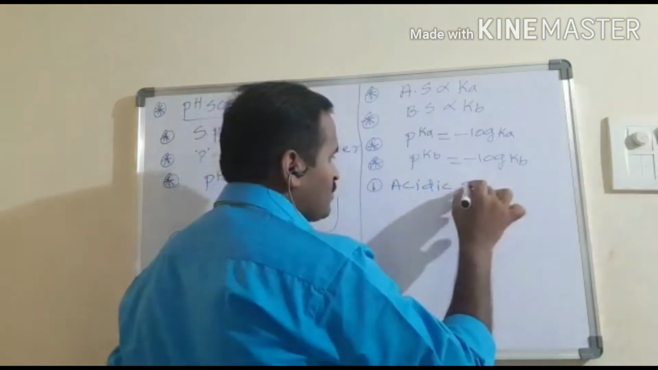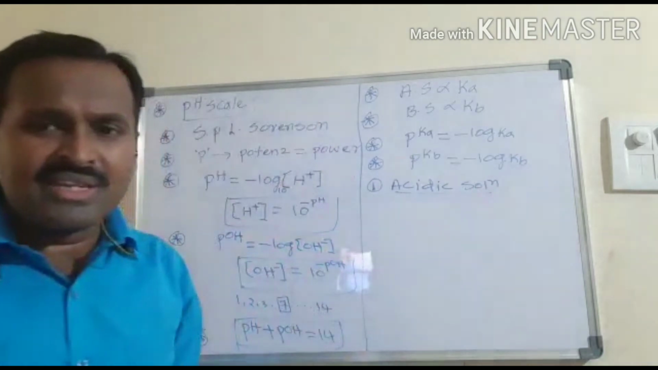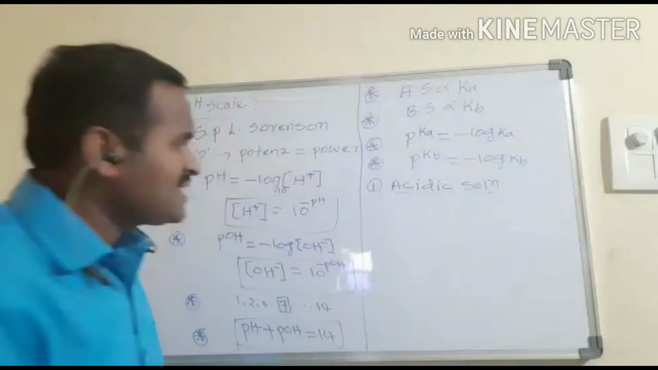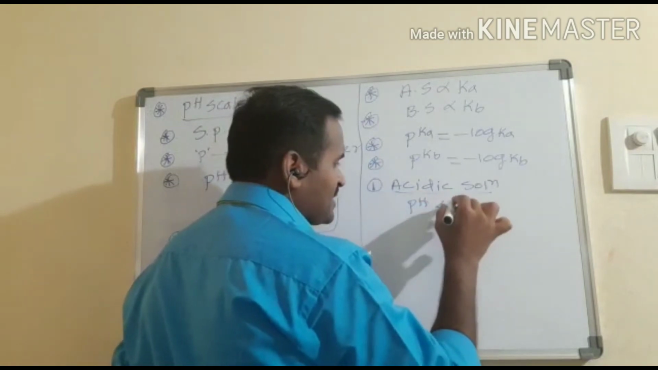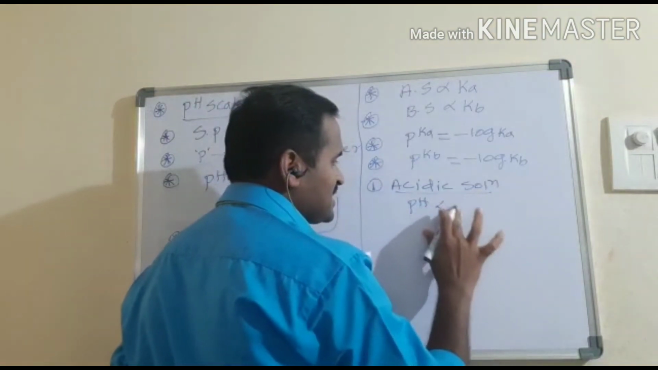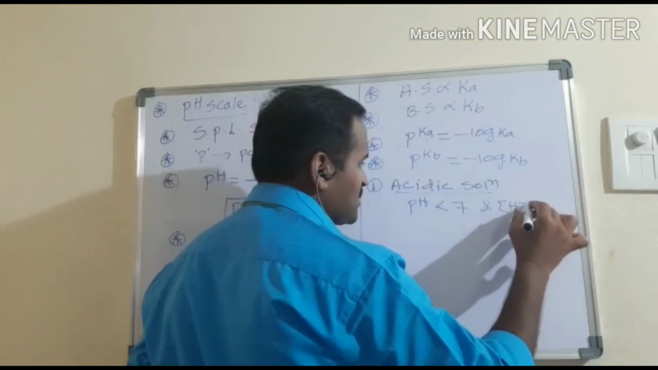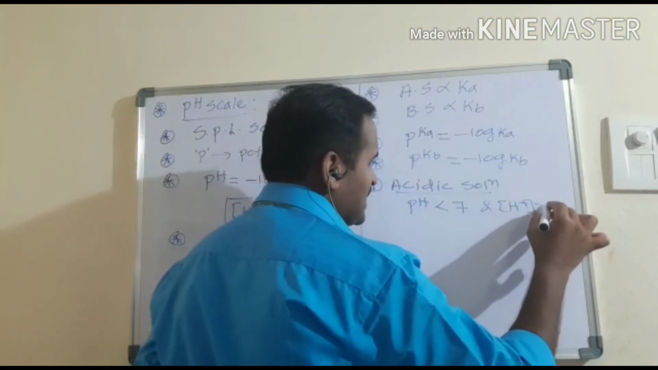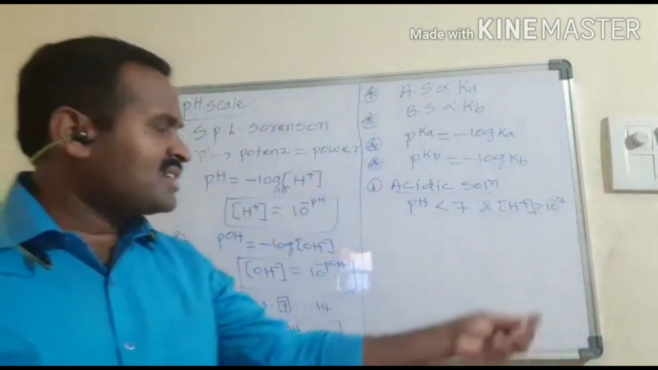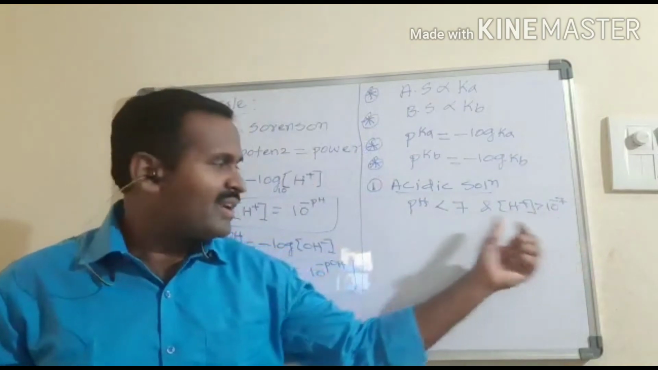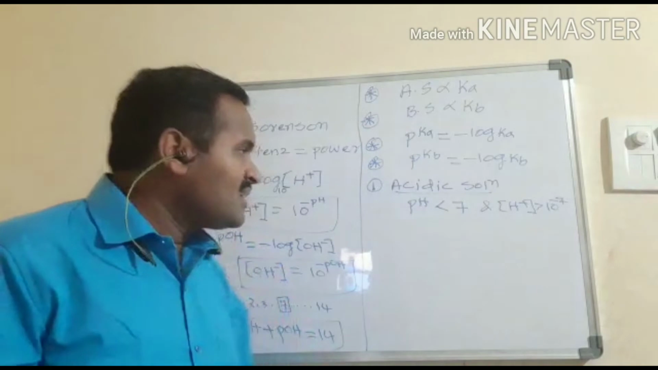Acidic solution. In an acidic solution, we already know that its pH value is always less than 7. That means the H plus ion concentration is always greater than 10 power minus 7. Whenever the H plus ion concentration is greater than 10 power minus 7, the pH value will be less than 7.